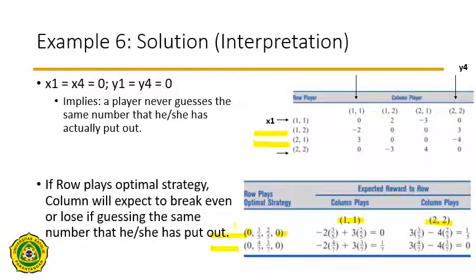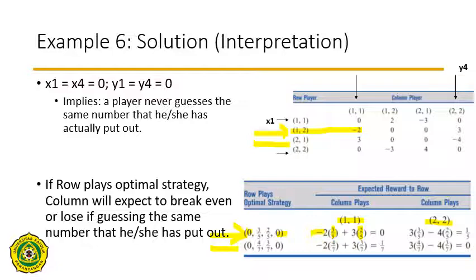So let's see what happens if the row plays this strategy, which is optimal, against the column who plays a non-optimal strategy. The column plays the second strategy with probability 3/5, and the third strategy with probability 2/5. If the column player plays this strategy, but the column plays 1,1, it means that the reward for the row player is minus 2.